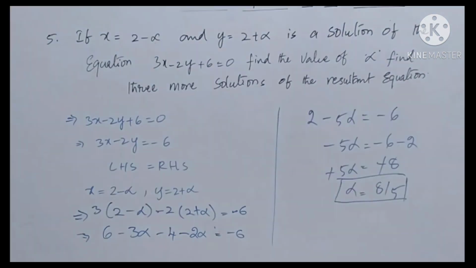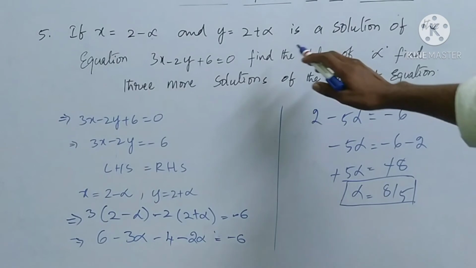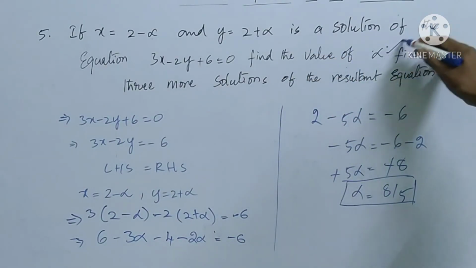Here 6 and minus 4 are the integers, and minus 3 alpha and minus 2 alpha are the variables. So 6 minus 4 is equal to 2, minus 3 alpha minus 2 alpha is minus 5 alpha, is equal to minus 6. So minus 5 alpha is equal to 2 transpose, minus 6 minus 2. So minus minus cancel, 5 alpha is equal to 8. So alpha is equal to 8 by 5. So here we found the value of alpha. First question is completed.